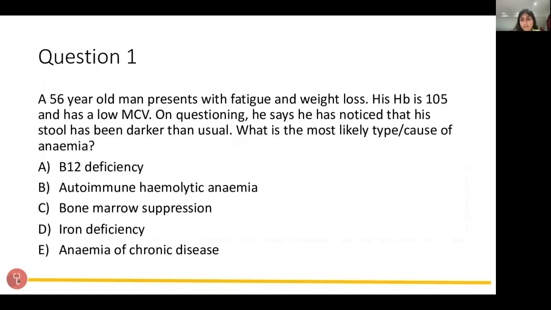The only other answer that people picked was anemia of chronic disease. It's possible, but just remember that in anemia of chronic disease, it's confusing, but usually you'll have a normal MCV, not a low MCV. It's very, very rare to get a low MCV. So for the purposes of exams, I would just learn anemia of chronic disease as a normocytic anemia, not a low MCV. Okay, but well done.